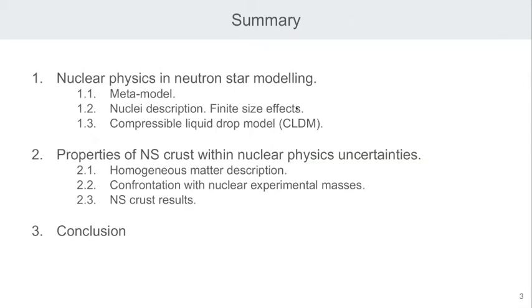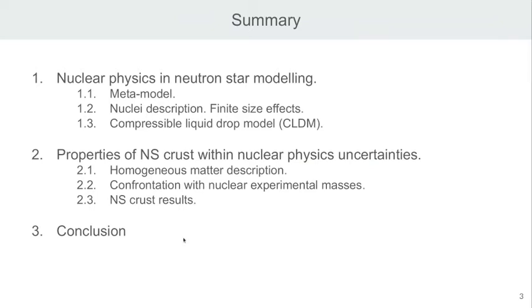So I divide this talk as follows: first, the nuclear physics that is used to model neutron stars, where I will present the model that I'm using, the Meta-model, to describe the nucleon interaction. After that I will talk about how I describe the nuclei, the finite size effects, within a compressible liquid model. Then I can talk about all the physics involved in the neutron star crust that we analyze here, and some conclusions.